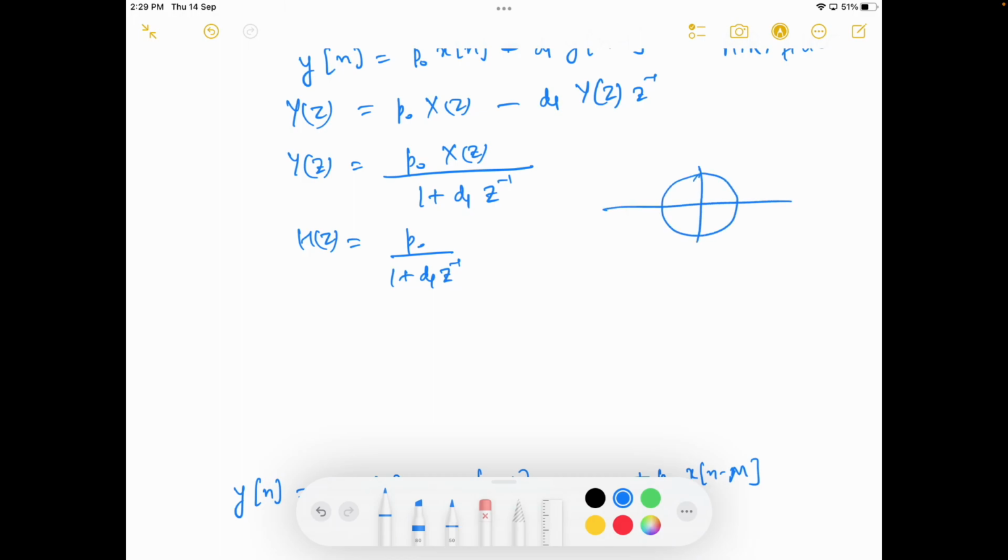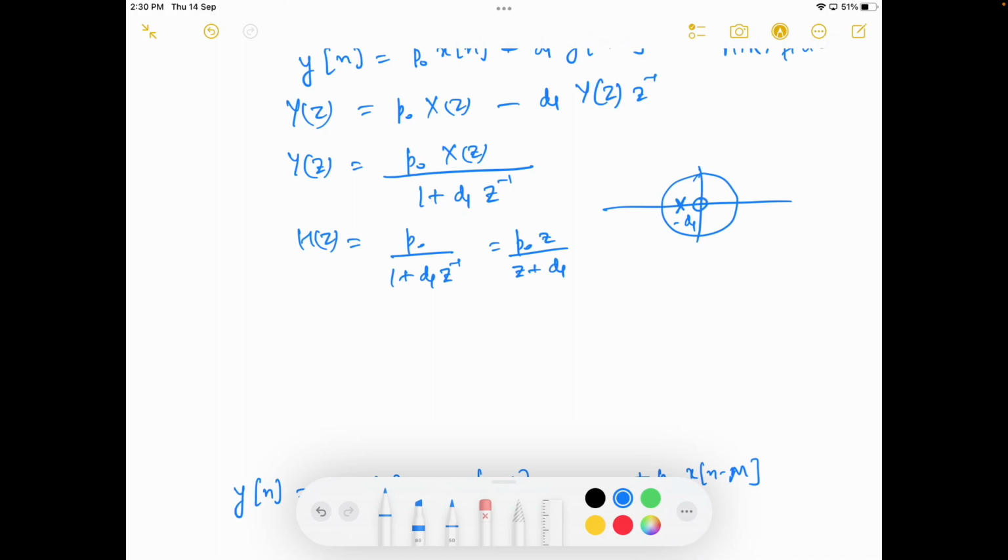What is minus d1? Pole is at minus d1. Let's say d1 is positive and it's smaller than 1, so that the system is stable. So pole is minus d1. Basically you can write it as p naught z upon z plus d1. Right, so pole is at minus d1 and zero is at 0.